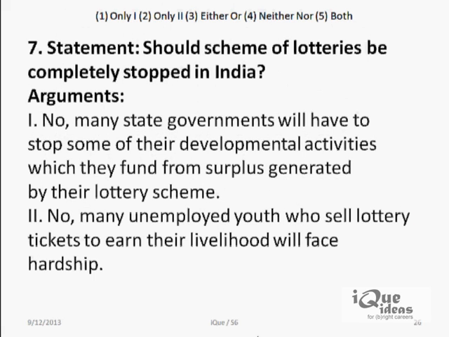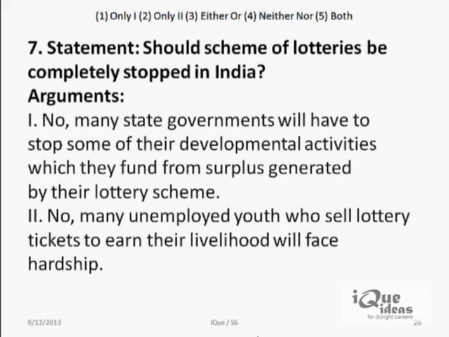Should scheme of lotteries be completely stopped in India? The first argument says no. Many state governments will have to stop some of their developmental activities which they fund from surplus generated by the lottery scheme. Now, let us analyze the given argument step by step.